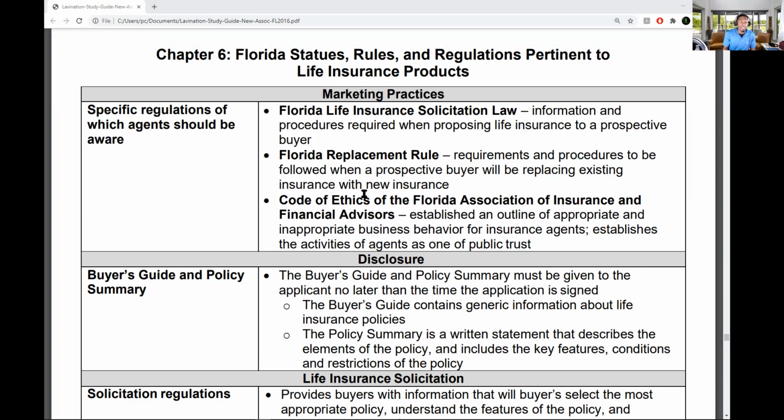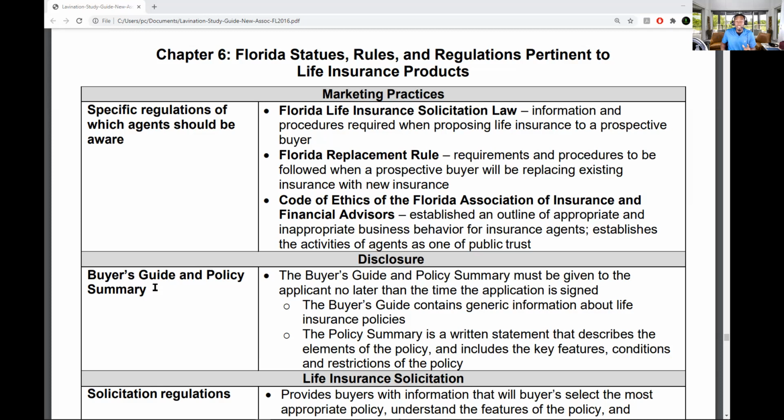Now let's talk about some disclosure. Because now you're going to do solicitation, and solicitation means you're going to be selling somebody a policy. Think of it as before you buy. It's just like if you're going to buy a car: you don't just go buy a car. You meet with the salesman, they give you a tour, they talk, and they try to sell you. That's called the buyer's guide. So let's talk about those two disclosures: the buyer's guide and the policy summary.